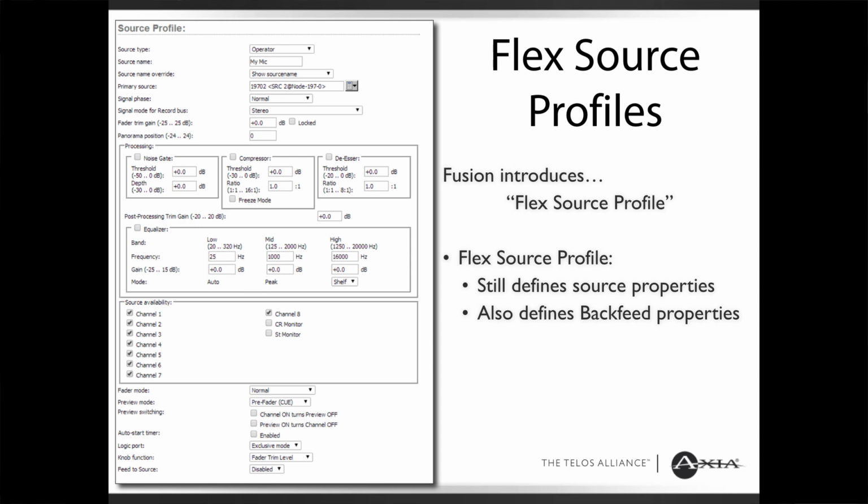Look at the top of the page there where it says Source Type, Operator. Well, when you click that down and choose your source type, maybe a hybrid or a codec, a computer player, an operator, a studio mic, a control room mic, whatever you choose, it sets up the rest of this page to have the features and options that you actually need.